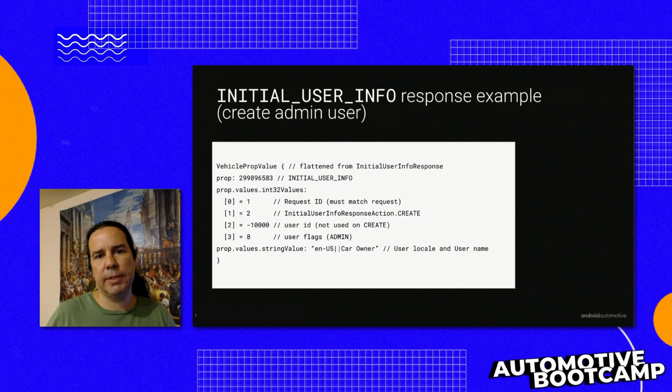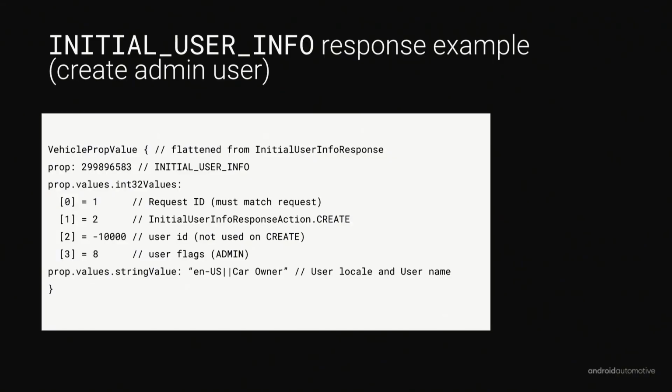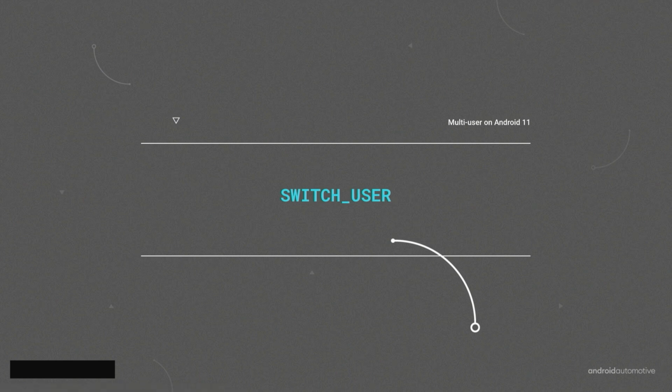Finally, you have to tell what are going to be the strings. In this case, there are two strings, so we need to use a special separator. It's going to be this double pipe. So we're going to pass the locale, double pipe, the name of the user. So that's it for initial user.